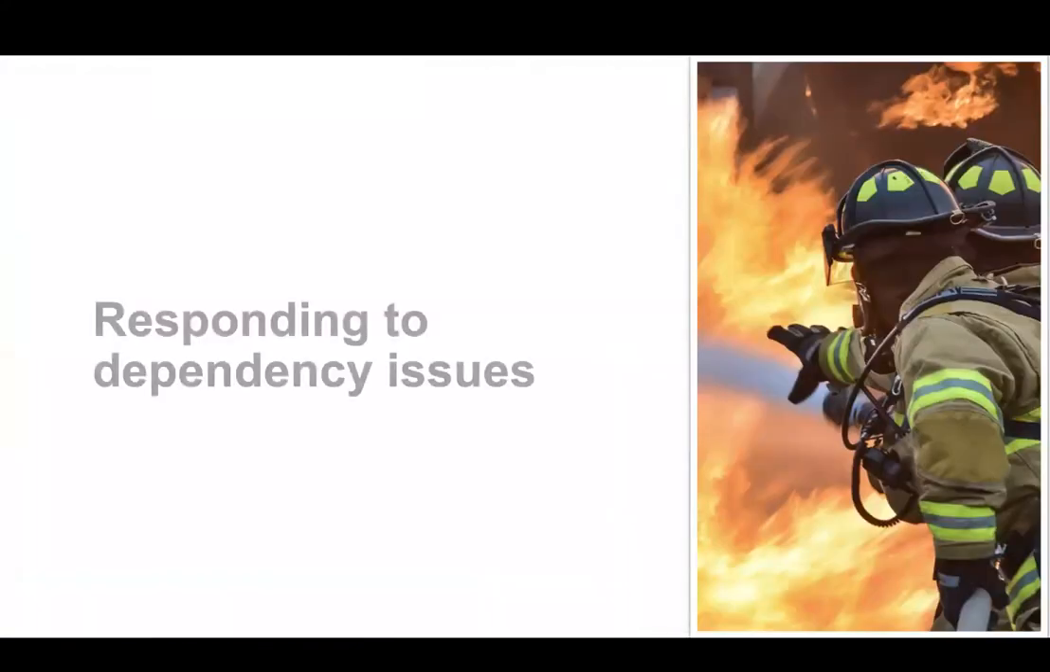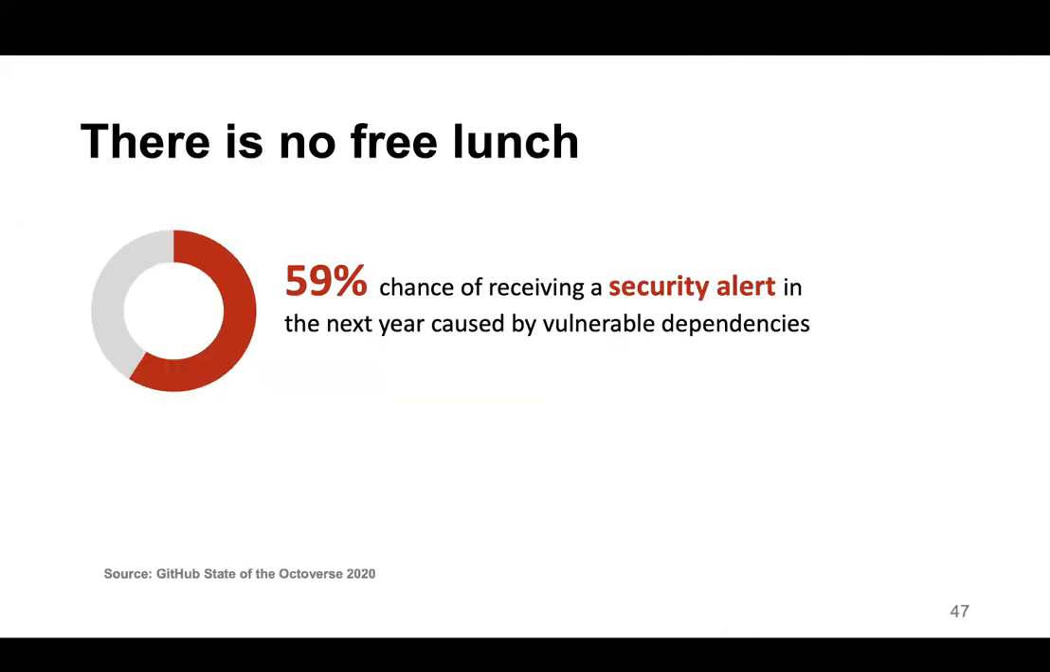Okay, now we're talking about responding to dependency issues, sort of the fire in the hole here of the problems. And here the idea is, if you use libraries, GitHub State of October says that you have a 60% chance of receiving a security alert in a period of a year.